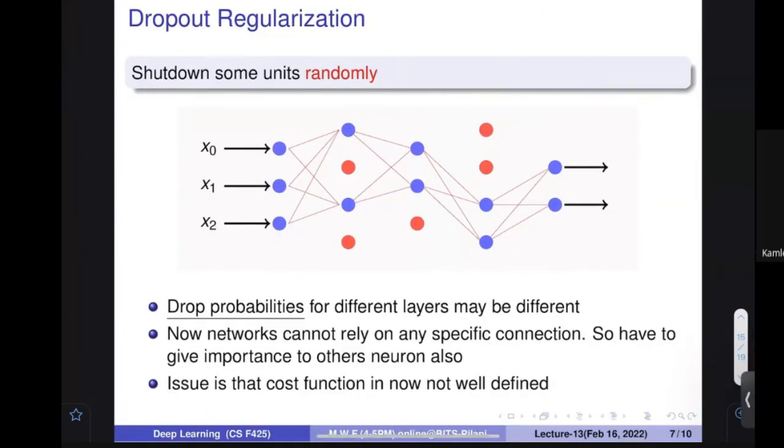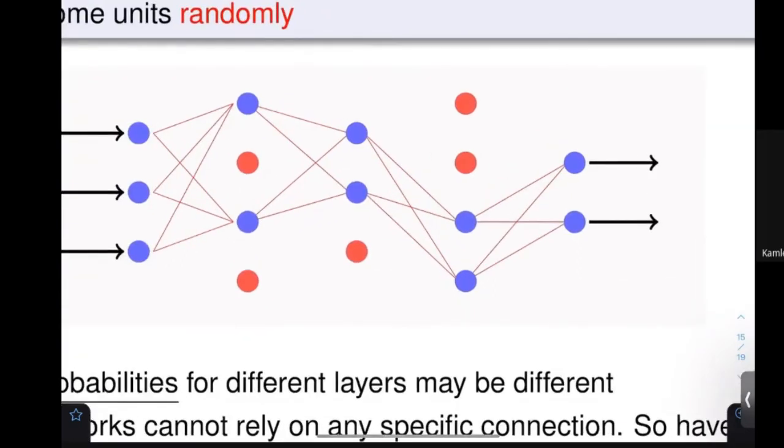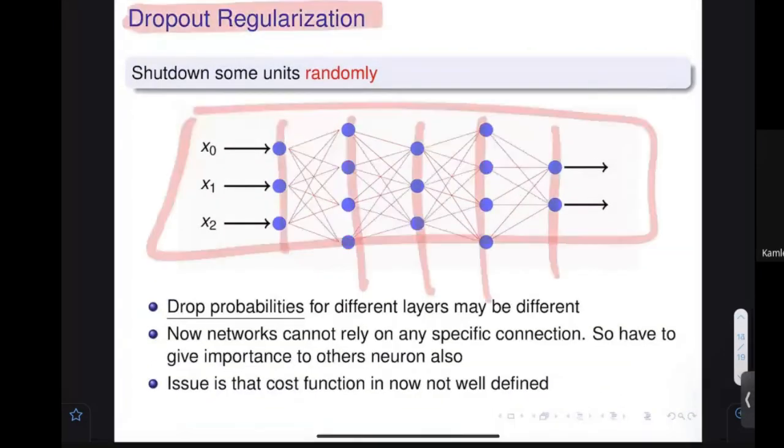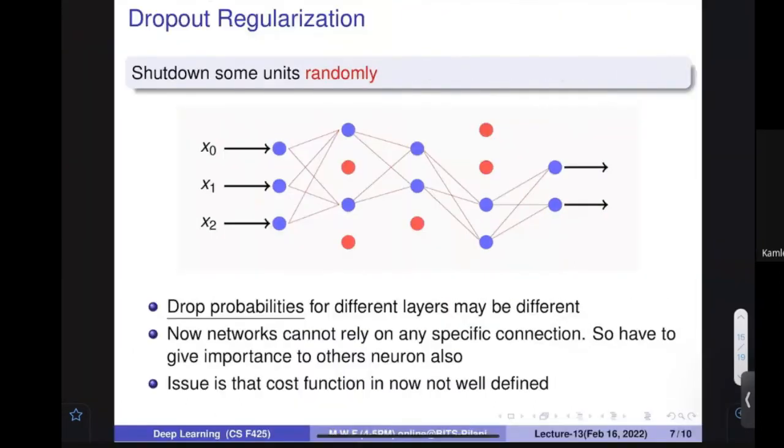Let's assume that in this particular example I have shut down this and this. What would happen? All the connections to them are going to vanish, so the network becomes simple. Can you see this very simple network where only these are the connections? If you compare with the previous one, that was a fully connected network. Now if you compare this with that, you can see it is a way simpler network.